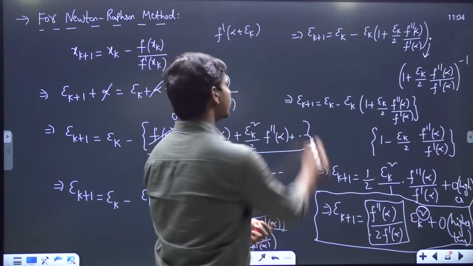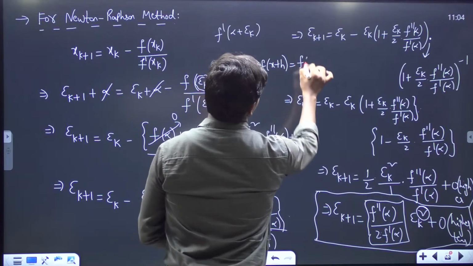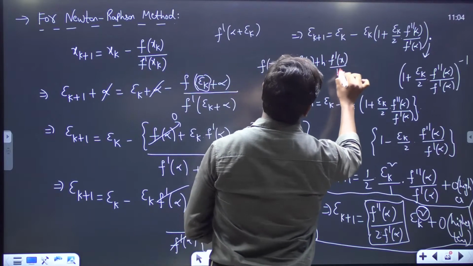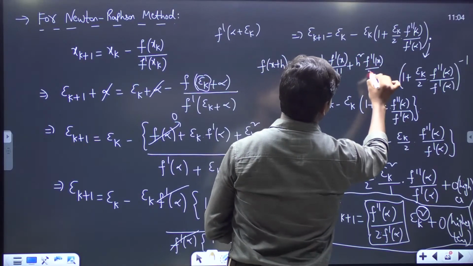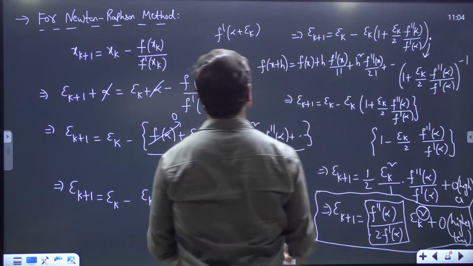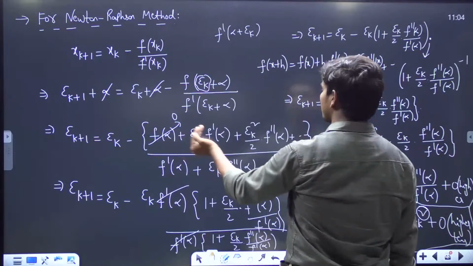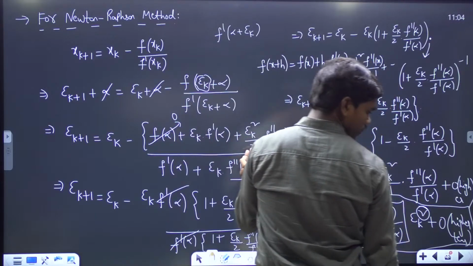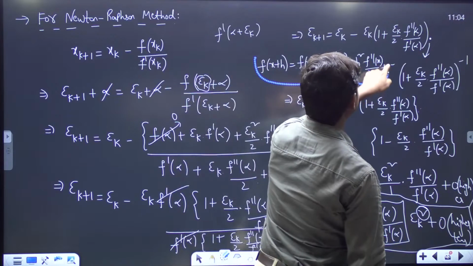In basic calculus we have this Taylor series expansion: f of x plus h into f dash of x divided by 1 factorial, plus h square into f double dash of x divided by 2 factorial, and all these things. So basically on this expansion, I have expanded this f of alpha plus ek as f of alpha plus ek into f dash of alpha plus ek square by all these things.